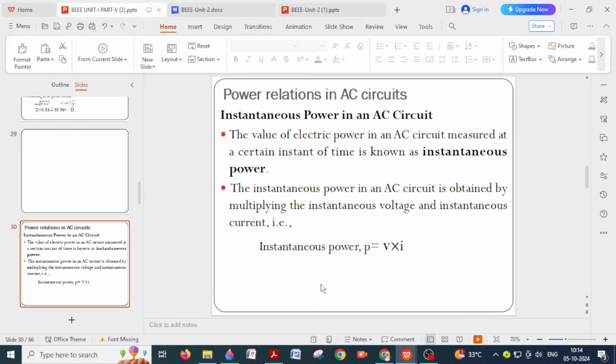So today we will discuss power relations in AC circuits. Let us see what is meant by an instantaneous power in an AC circuit. We already know what is power. Power is the rate of doing work. Electric power means the rate of doing electrical work. Today we want to see what are the different powers in an AC circuit. First of all, let us see what is meant by an instantaneous power.